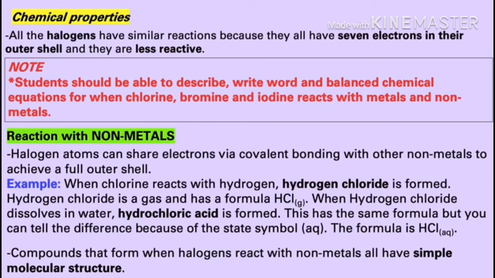Reactions with nonmetals. Halogen atoms can share electrons via covalent bonding with other nonmetals to achieve a full outer shell. For example, when chlorine, which is a halogen, reacts with hydrogen, which is a nonmetal, hydrogen chloride is formed. This is a gas and has the chemical formula HCl. Hydrogen chloride dissolves in water to form hydrochloric acid, which has the same chemical formula HCl but is differentiated by the state symbol. Compounds that form when halogens react with nonmetals all have simple molecular structures.